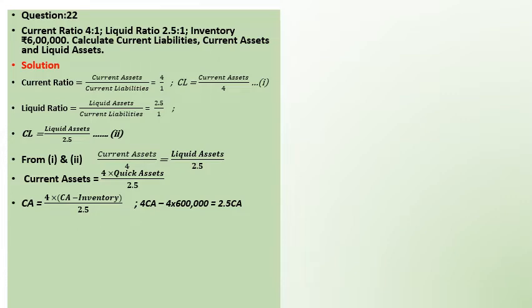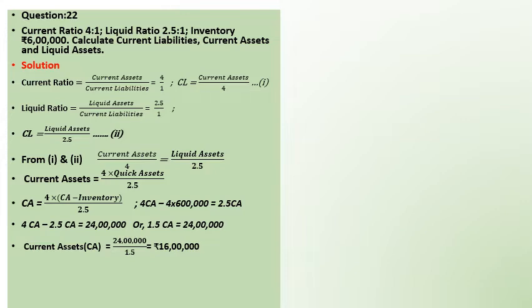I hope you get this part, that this is the formula we learned earlier, that quick assets is equal to current assets minus inventory as stock. So now by solving this one, we will have 4 CA into 4 into 6 lakhs equal to 2.5 CA, and by changing the side we will get 1.5 CA equal to 24 lakhs, and current assets therefore 24 lakhs by 1.5 equal to 16 lakhs, and liquid assets is equal to current assets minus inventory, that is 6 lakhs.